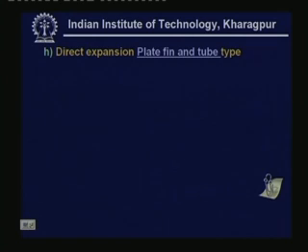Next, let us look at the direct expansion plate fin and tube type evaporator. This, as the name implies, is constructionally similar to the plate fin and tube type condenser, okay. So here the external fluid is air, right. In case of condenser also, the external fluid is air and the refrigerant flows through the tubes. So in case of plate fin and tube type of evaporator also, the refrigerant flows through the tubes while the air flows outside the tubes, okay.